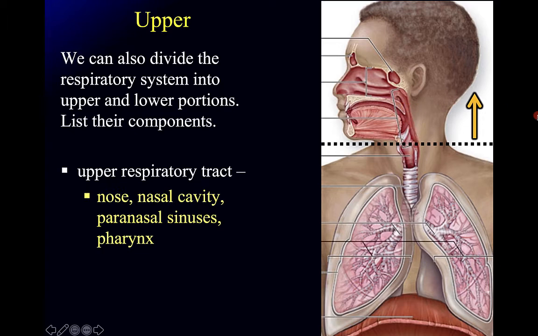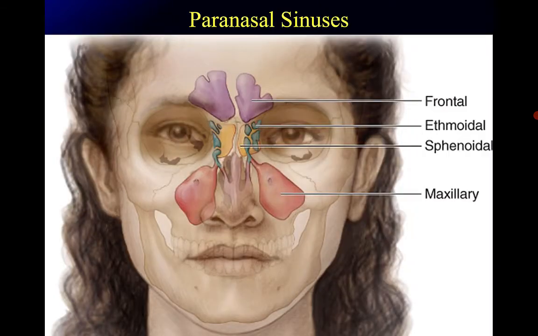So when we think about having an upper respiratory tract infection, it's often something where we have an infection of our throat, some kind of sinus infection. Those are upper respiratory tract diseases. If we take a look at the paranasal sinuses for a little bit, we can kind of see why we might feel sinus pressure in various locations.